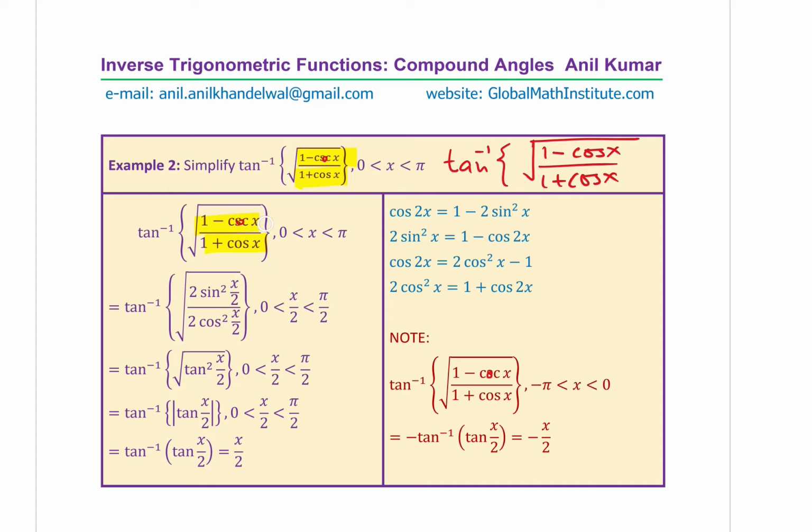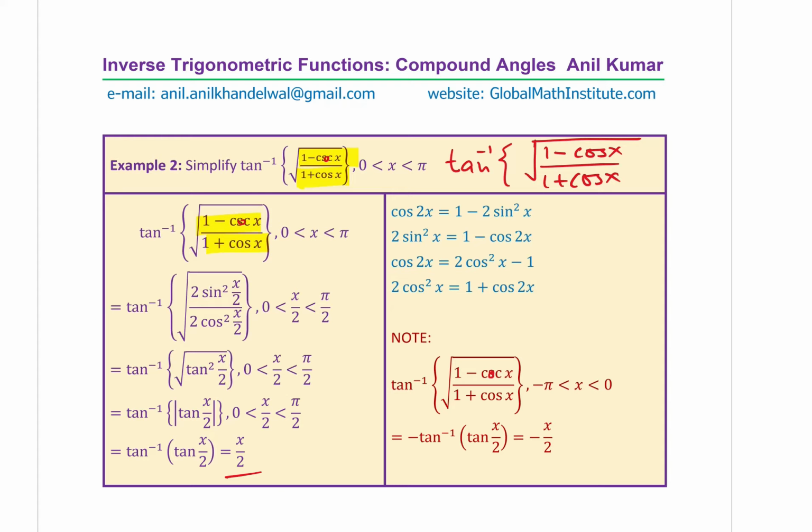So 1 minus cos x is 2 sine square x by 2, and 1 plus cos x is 2 cos square x by 2. So clearly you get square root of tan square x by 2. Now square root of tan square x by 2 is the absolute value of tan x by 2. You're working in the domain 0 to pi for x. For x by 2, it will be 0 to pi by 2. And within 0 to pi by 2, we know the tangent value is positive, and therefore the absolute value of tan x by 2 will be x by 2. Correct? So we get our result, which is x by 2.